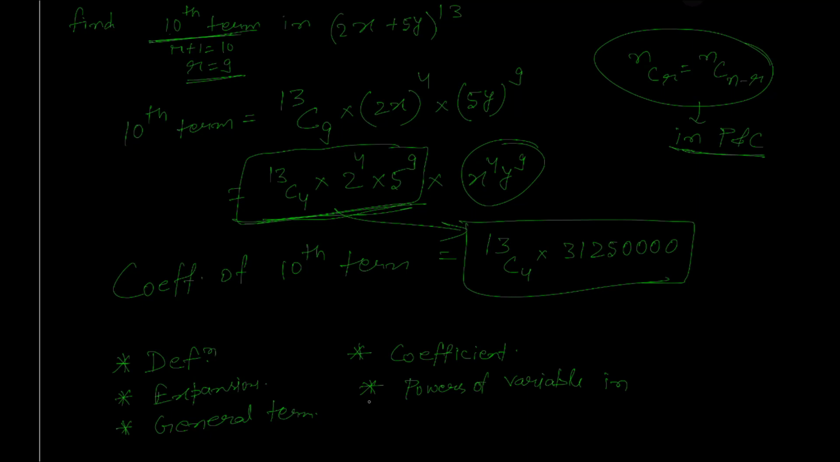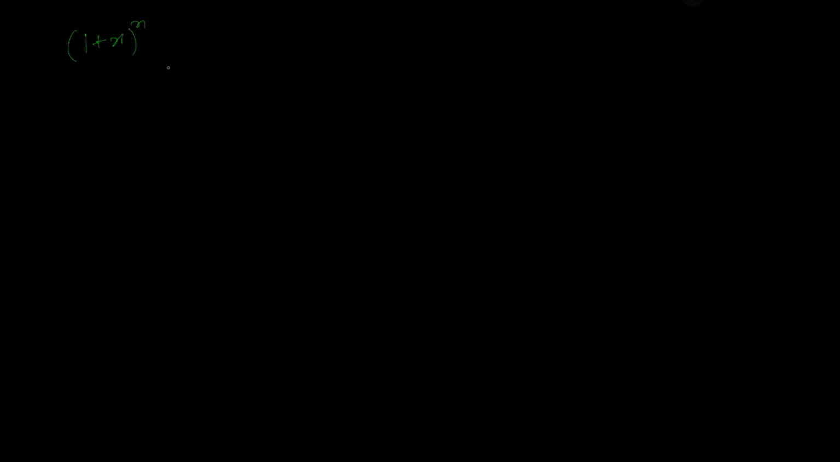In this segment, I'll also show if there is only one variable, then how does the question look like? Say for example, if I have (1 plus x) to the power n, can you see that? Now the first variable is 1. If you expand it, it is nC0 into 1 to the power n plus nC1 into 1 to the power n minus 1 x to the power 1 plus nC2 into 1 to the power n minus 2 x to the power 2 and goes on up to nCn 1 to the power 0 x to the power n.